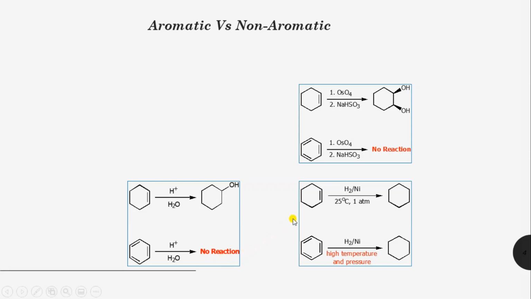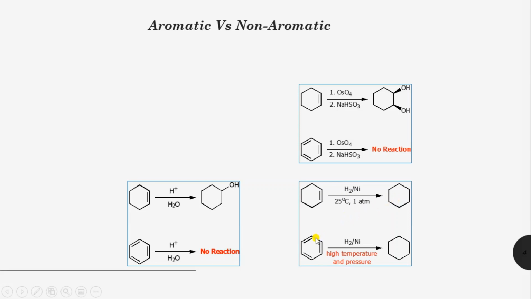The last example on the same slide, you can see where the cyclohexene is allowed to react with hydrogen in presence of the Raney nickel at 25 degrees centigrade and at the pressure of 1 atmosphere. It has resulted into the cyclohexane. So the cyclohexene has undergone the hydrogenation reaction.